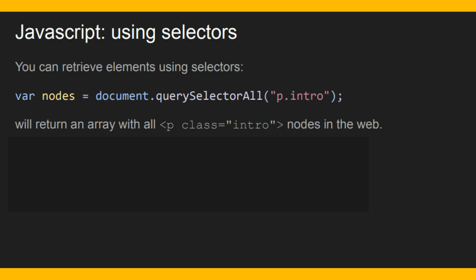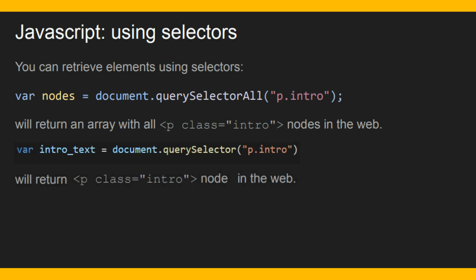What about when we want just one element? Example: var introText = document.querySelector("p.intro"). Have you seen the difference? This will return only the p tag of class intro in the web page, when we don't have many p elements of class intro.